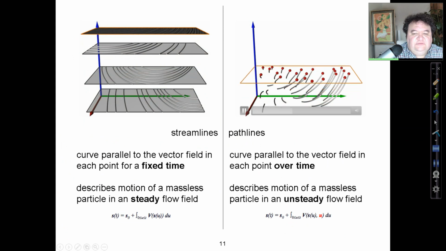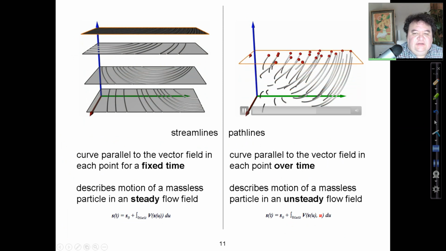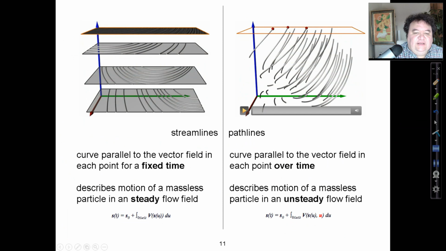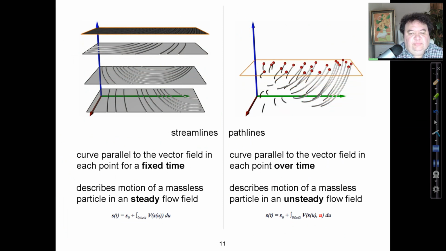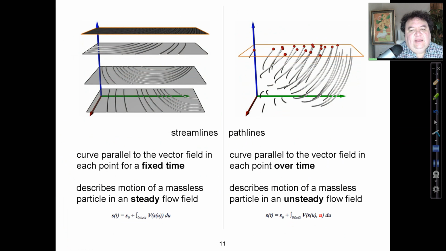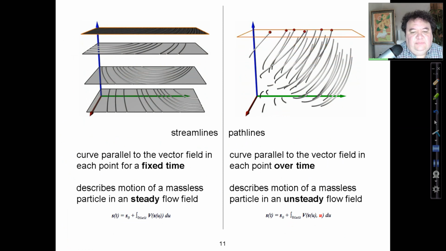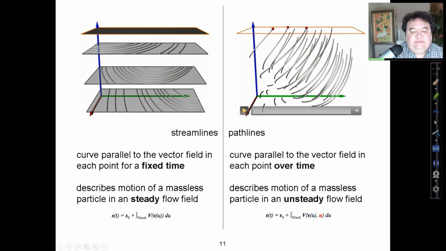You have a set of initial points that you start with, and then you see how they evolve over time. And so that gives a more realistic sense of what happens to the points in a particular location as they evolve over time within this time-dependent flow.